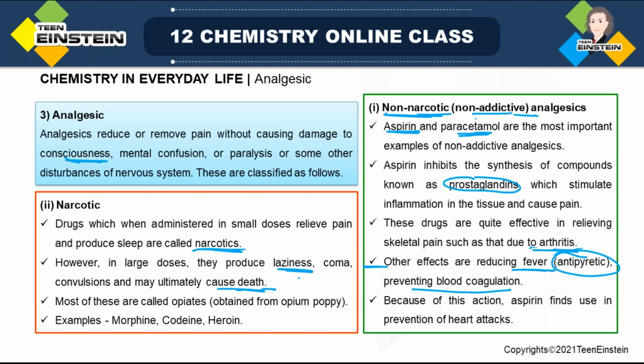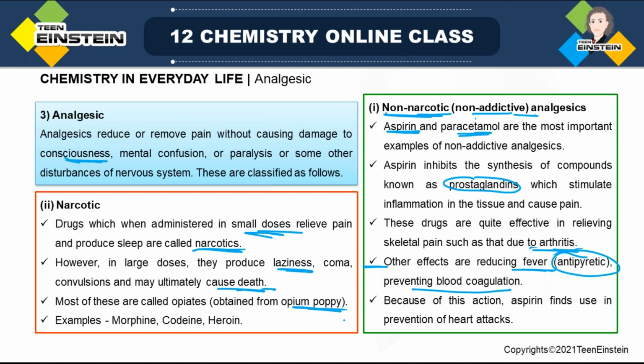Okay. So that is why this should be used in a small dose only. Most of these are called opiates. The reason is because they are obtained from the opium poppy. So because of this source, their name is opiates. Examples are morphine, codeine, heroin.